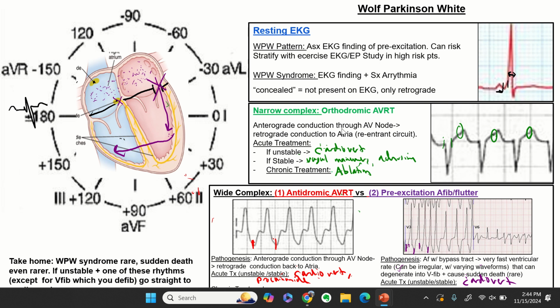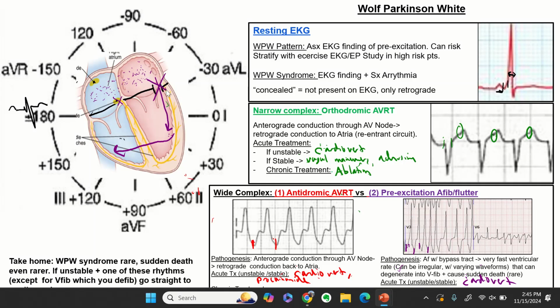Orthodromic AVRT, remember, just like AVNRT, you can use vagal maneuvers and adenosine if the patient's stable. You can cardiovert them if unstable, and chronic treatment is going to be ablation. With these patients, you don't have to worry as much about beta blockers and AV nodal blockers, because they're still going through the AV node and having retrograde conduction. But with antidromic, pre-excitation, AFib, and aflutter, you really want to avoid any AV blockers for those patients in the future.